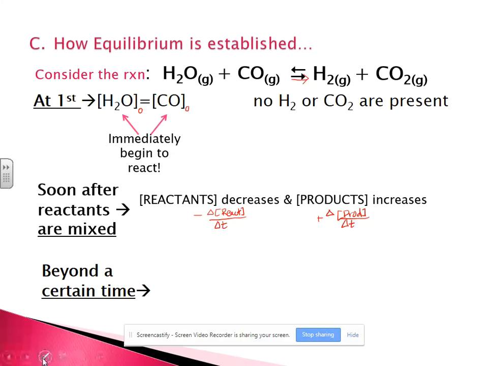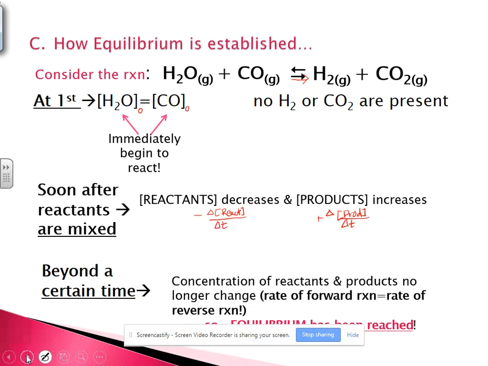Now, beyond a certain point, the concentration of the reactants and the products would no longer change. And that's when the rate of the forward reaction is equal to the rate of the reverse reaction. And so what happens at that point is equilibrium has been reached. So equilibrium would have been reached when the rate of the forward reaction equals the rate of the reverse reaction.